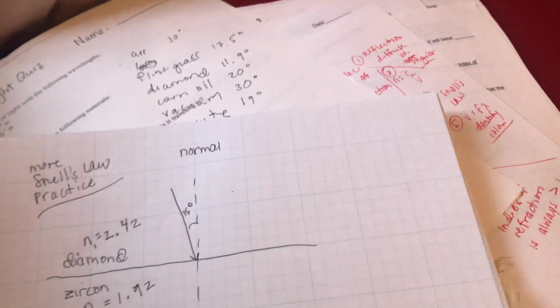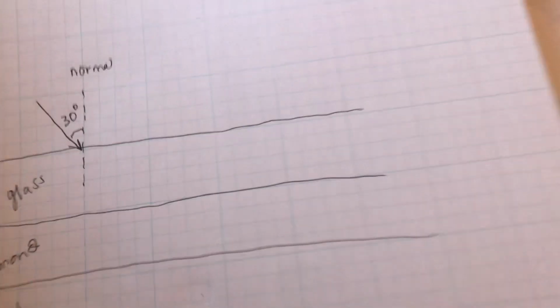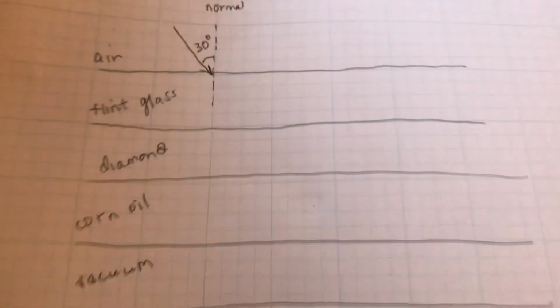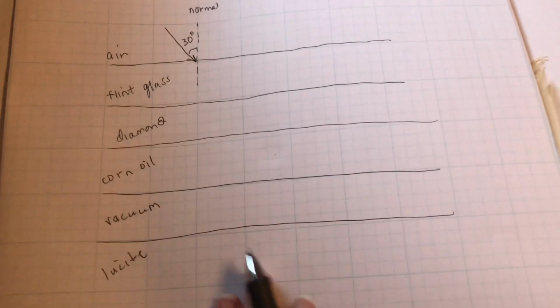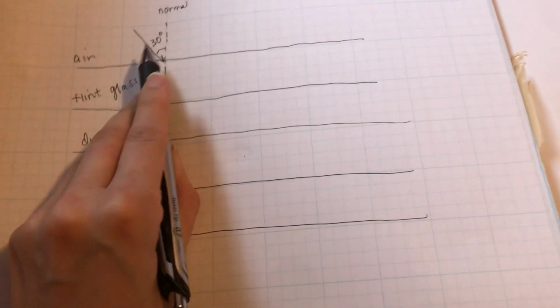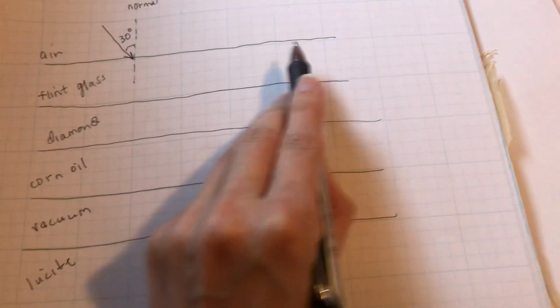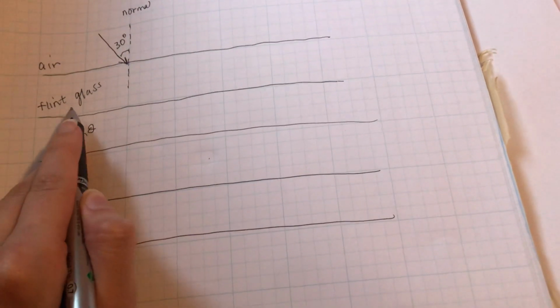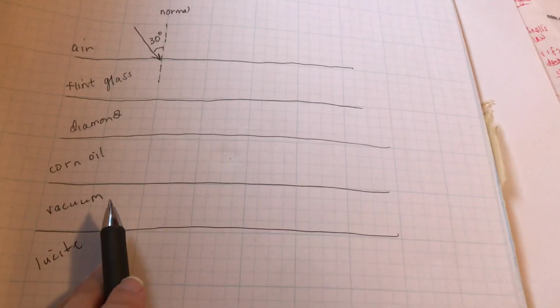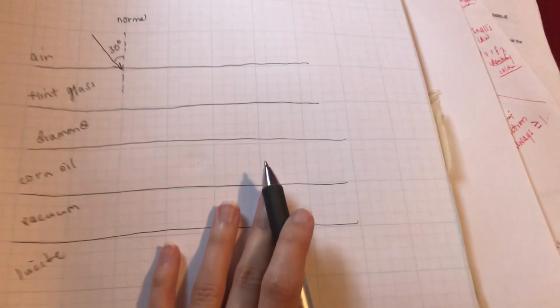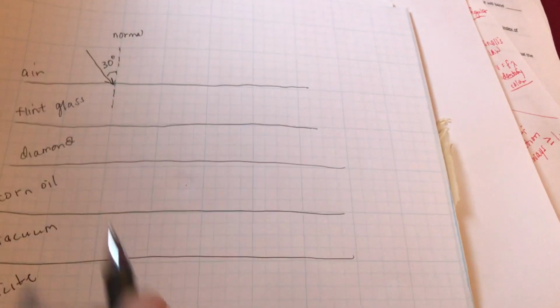Now I wanted to give you a more complex one. Sometimes light is not just passing from one medium into another. Sometimes it's going to travel through several different media. What we have here is it first travels through air and reaches this interface with flint glass. Then from the flint glass, it's going to travel into diamond, then into corn oil, a vacuum, and then lucite. This is highly improbable, but I just want to show you how it would be done.